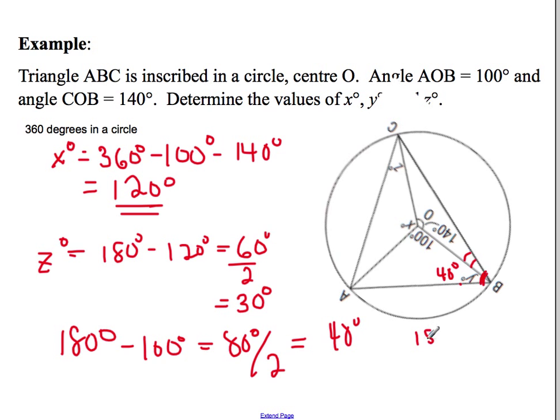So 180 minus now 140 gives me 40. And now I'm going to have to divide by 2 to give me the 20. So y is both of those angles together. So 40 plus 20 will give you 60.